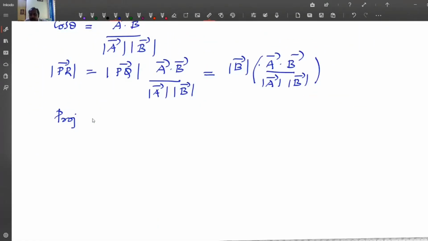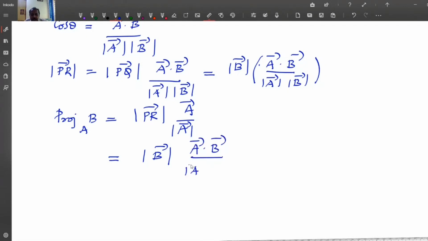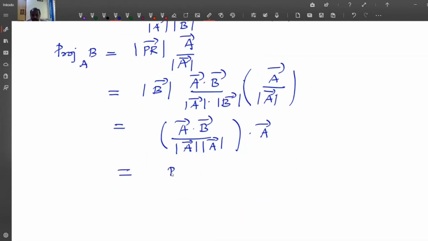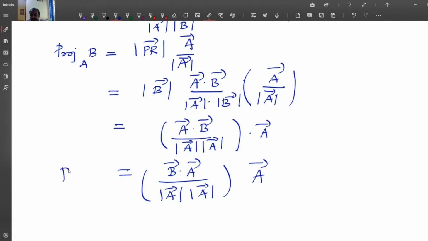Therefore projection of B on A is modulus of PR times A by modulus of A. So modulus of PR is this one: modulus of B into A dot B divided by modulus of A into modulus of B, times A by modulus of A. So you can cancel one modulus of B, and you are getting A dot B divided by modulus of A the whole square, or you can simply write it as B dot A divided by modulus of A into modulus of A times vector A. This is the projection of B on A.